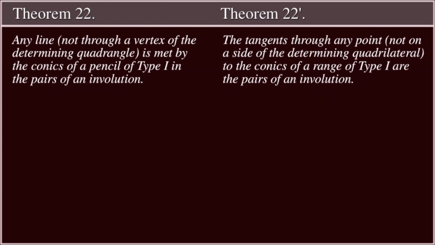Theorem 19 and its plane dual give at once. Theorem 22. Any line not through a vertex of the determining quadrangle is met by the conics of a pencil of type 1 in pairs of an involution. Theorem 22 prime. The tangents through any point not on a side of the determining quadrilateral to the conics of a range of type 1 are pairs of an involution.